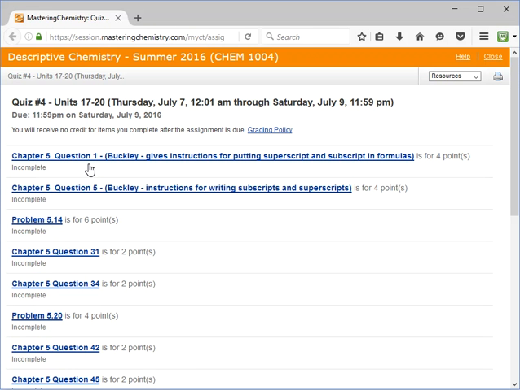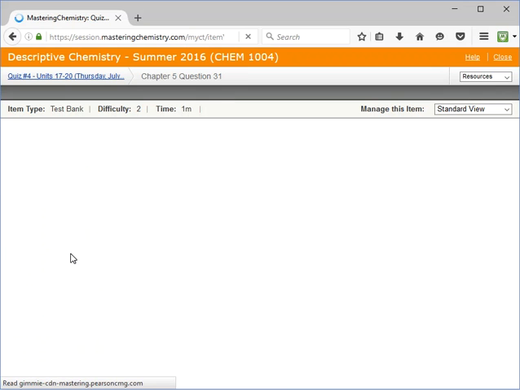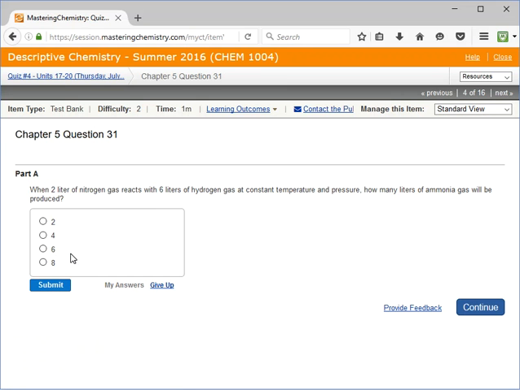And chapter 5, question 31, right up here. When 2 liters of nitrogen gas reacts with 6 liters of hydrogen gas at constant temperature and pressure, how many liters of ammonia gas will be produced?